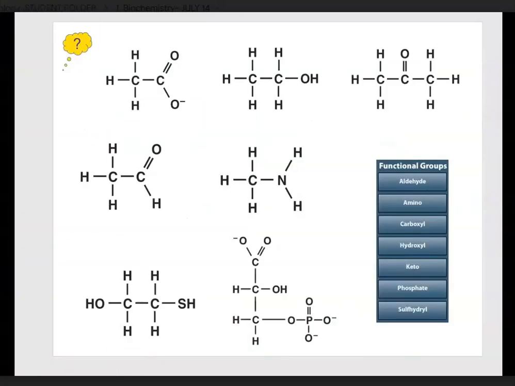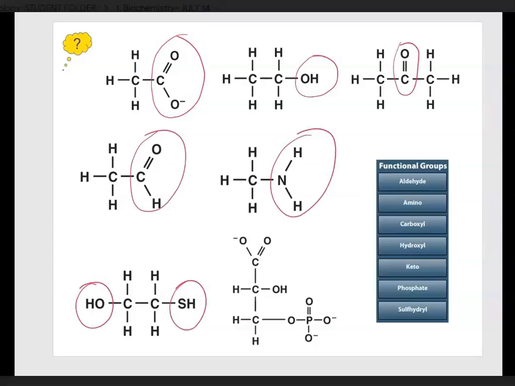This one is just a little bit of practice for you to look at different structures and see if you can identify them. So there's one functional group, here's another one, here's another one, here's another one, and this one, if you look at it, it has two. I'm going to circle all of them for you so you can pause here and practice.